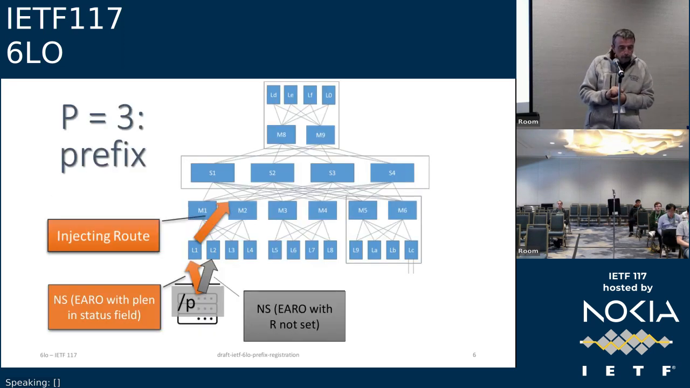Okay, and basically this is the illustration of the P field being used for registering a prefix, and the R bit being set to say, hey, you inject it, or no, you don't inject it. So you can select which of the routers you register to will inject the prefix. Next slide.